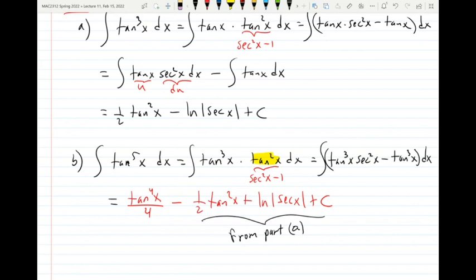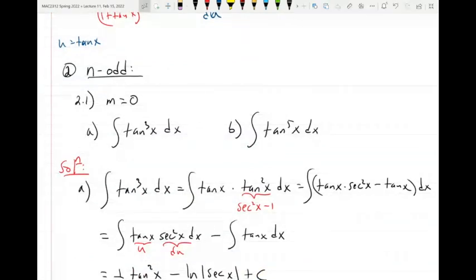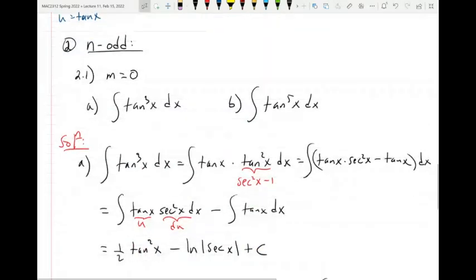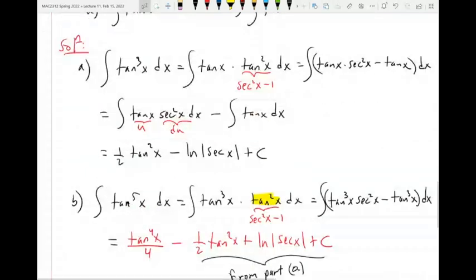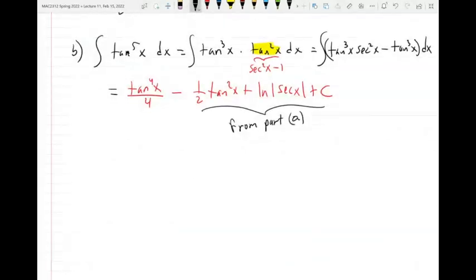Okay, any other question? Okay, good. So this is what we do when the power of tangent is odd and there is no secant. Now let us talk about what we do when there is a secant. So that was case 2.1: the power of tangent is odd and there is no secant.